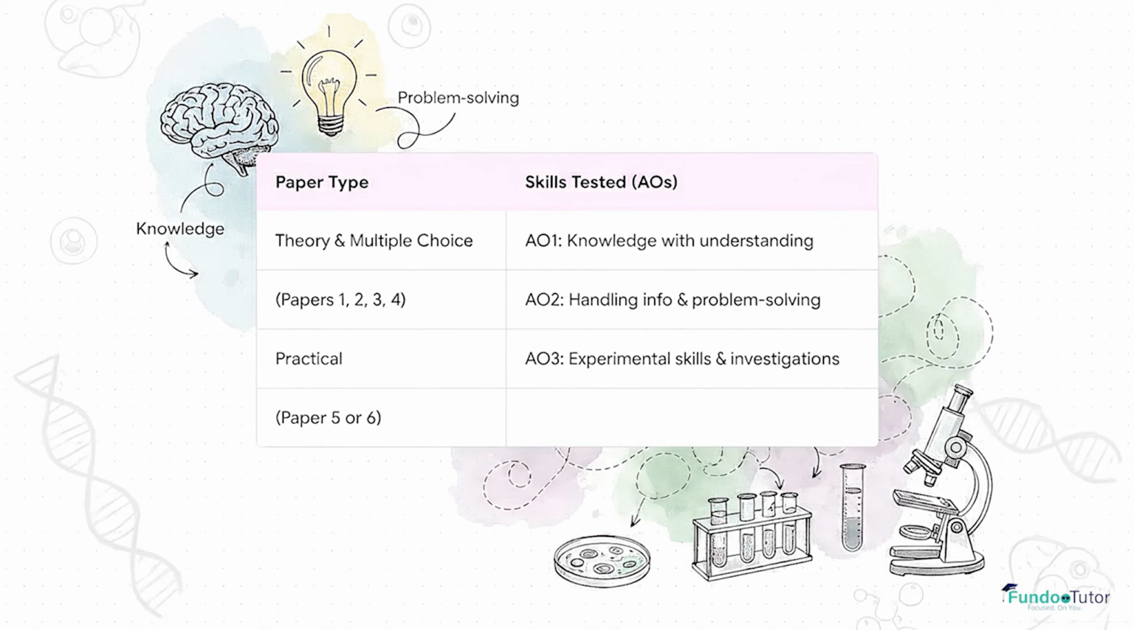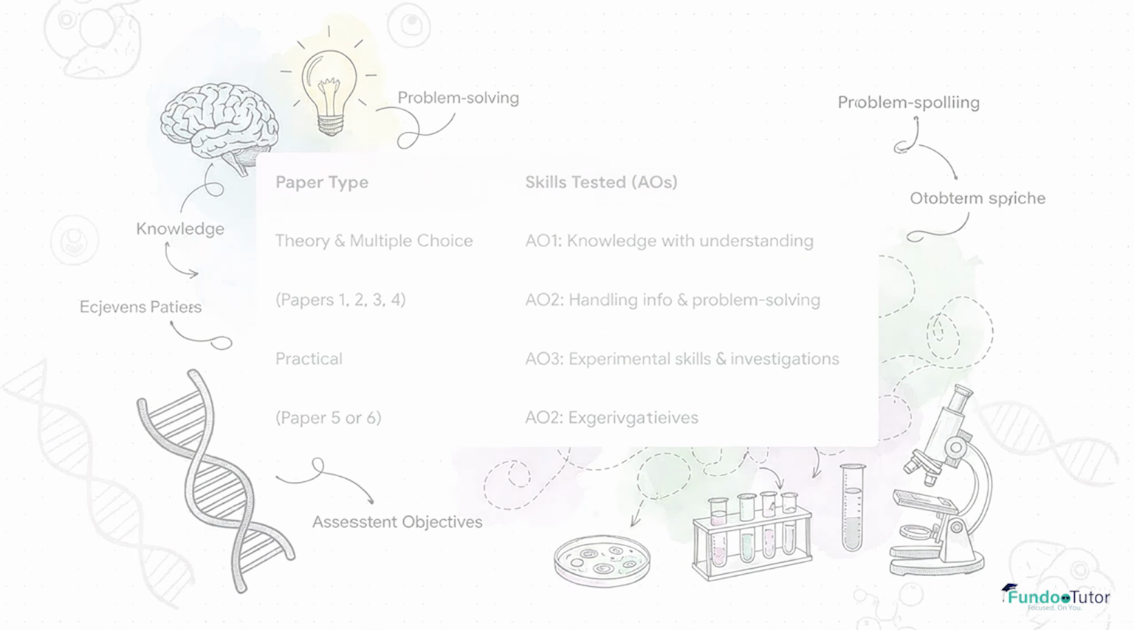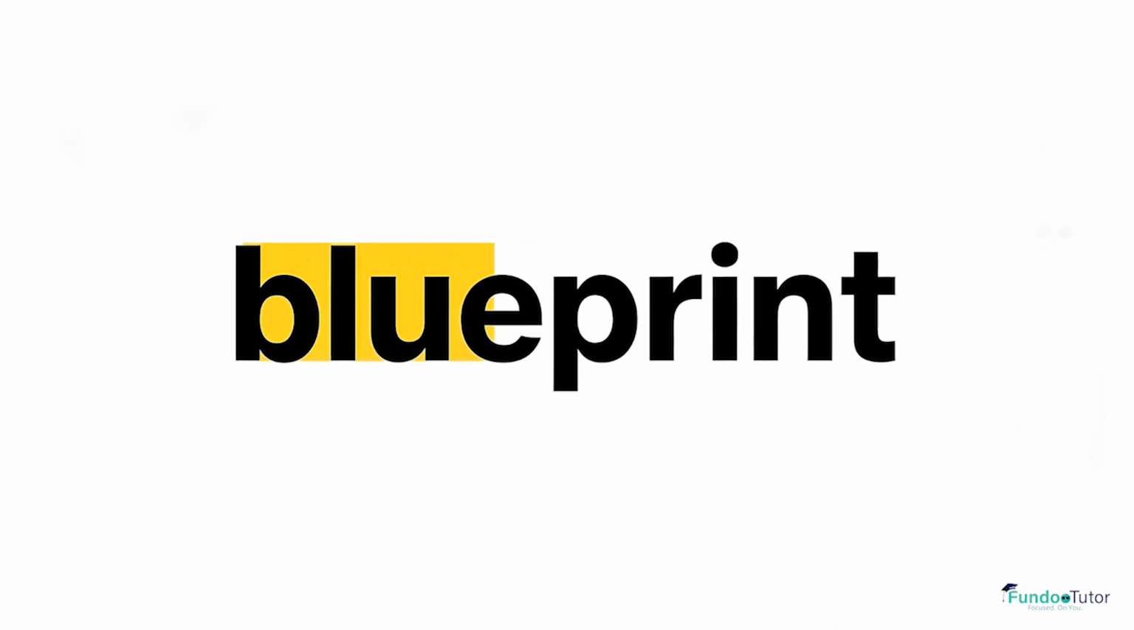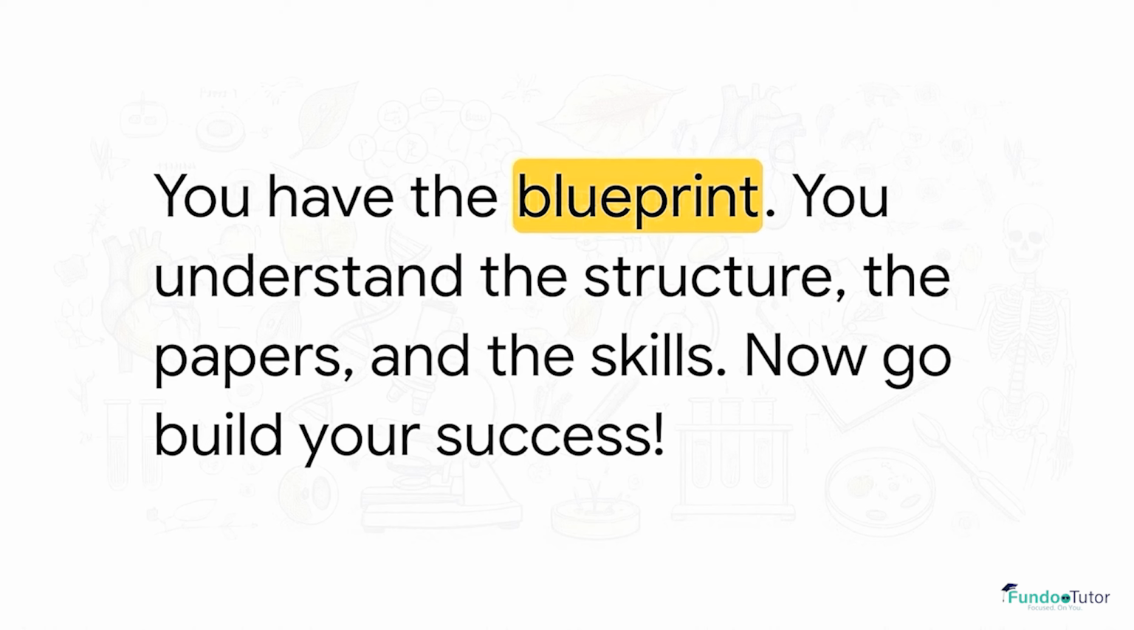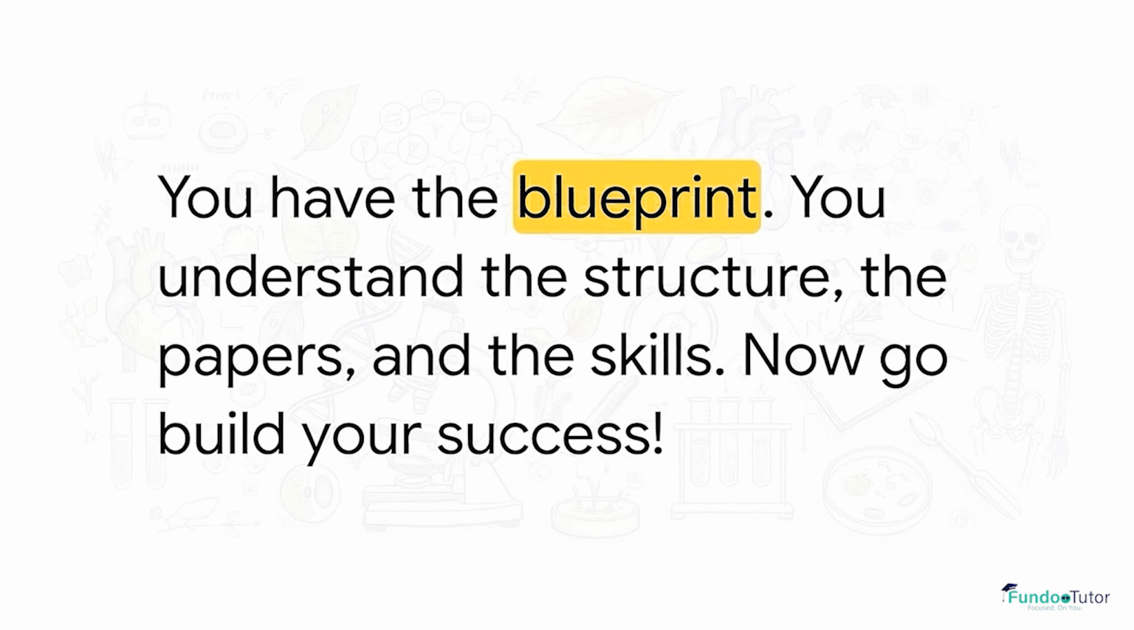And that practical paper, whether you're taking paper 5 or paper 6, it has one job and one job only, to test AO3, your experimental skills. Knowing this is like having a cheat sheet for your revision. It tells you exactly what to focus on for each paper. And that's it. The mystery is gone. You have the blueprint. You understand the papers, you understand the pathways, and you know exactly what skills you need to demonstrate. The path forward is totally clear. Now you can focus your energy where it truly matters, on learning, on practicing, and on building your success.